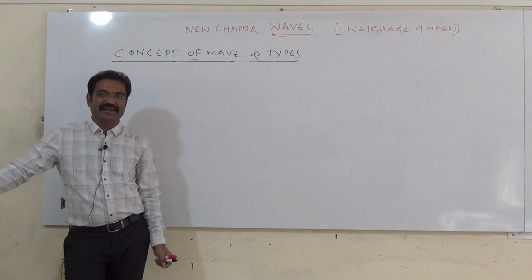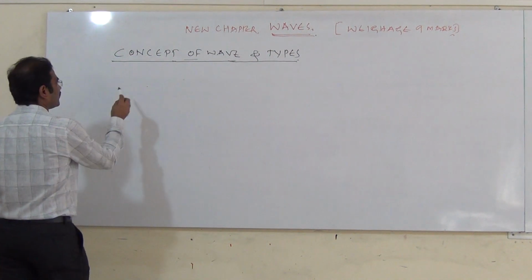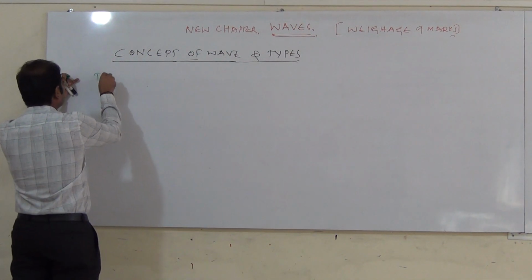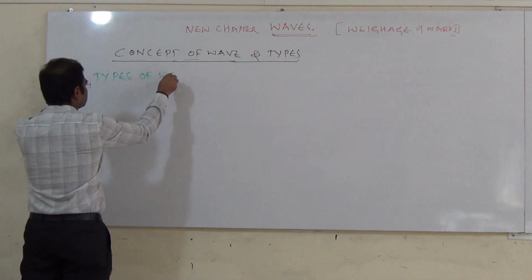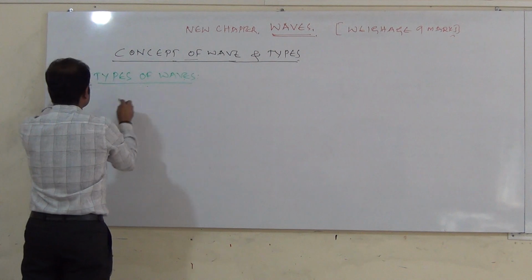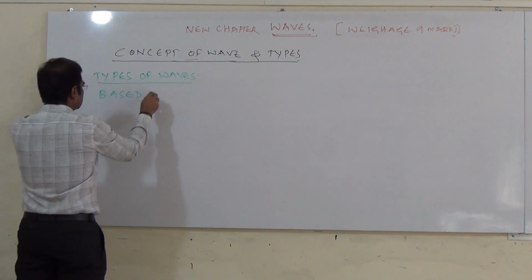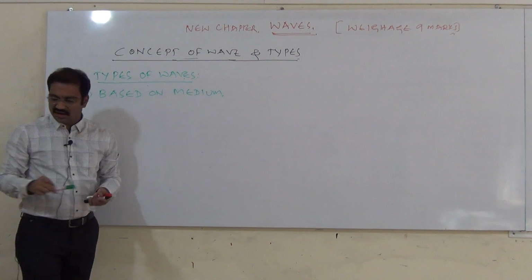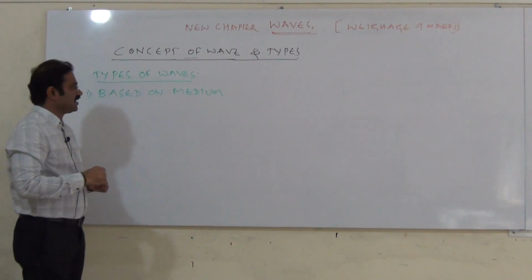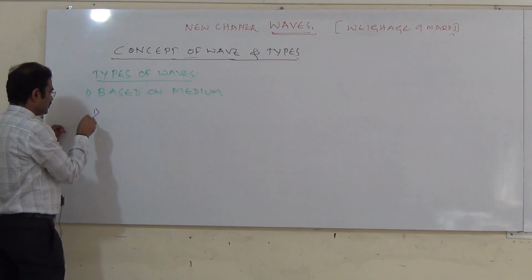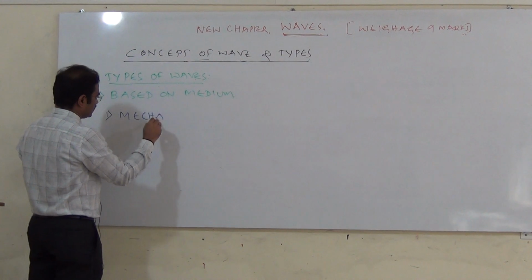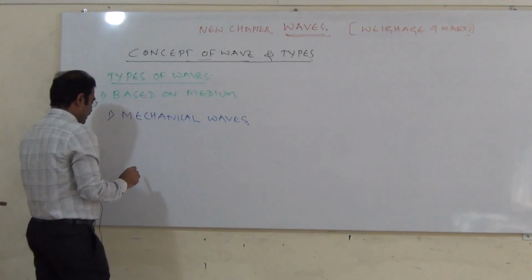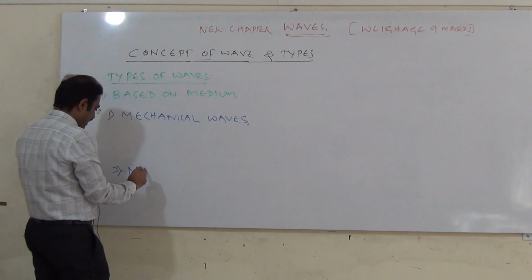Third one is about the medium. Or first we start with the types of the waves. So the heading is types of waves. In this, the first one is based on medium. Based on the medium, there are two types. One is mechanical waves, and the second one is non-mechanical waves.